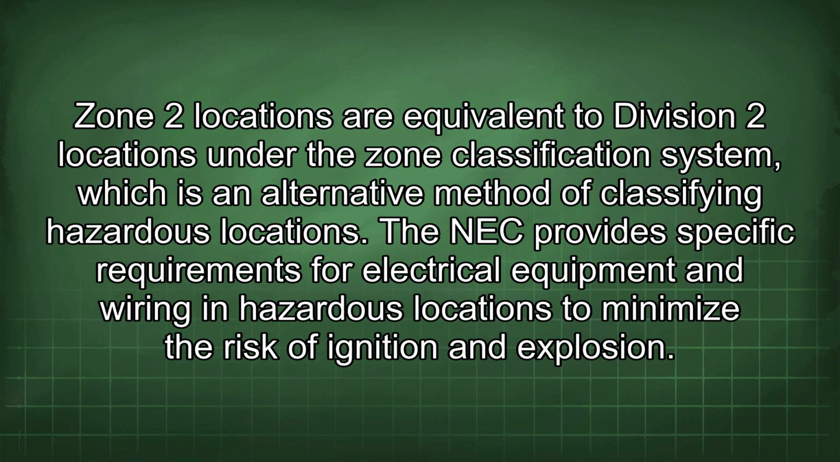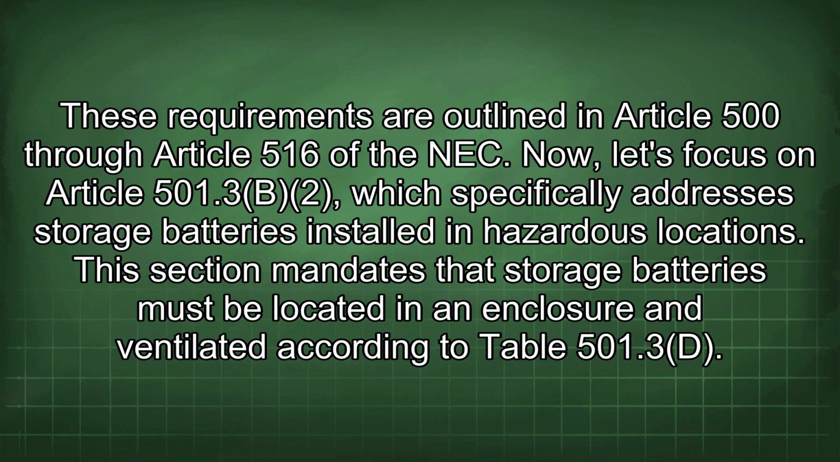Zone 2 locations are equivalent to Division 2 locations under the Zone Classification System, which is an alternative method of classifying hazardous locations. The NEC provides specific requirements for electrical equipment and wiring in hazardous locations to minimize the risk of ignition and explosion. These requirements are outlined in Article 500 through Article 516 of the NEC.